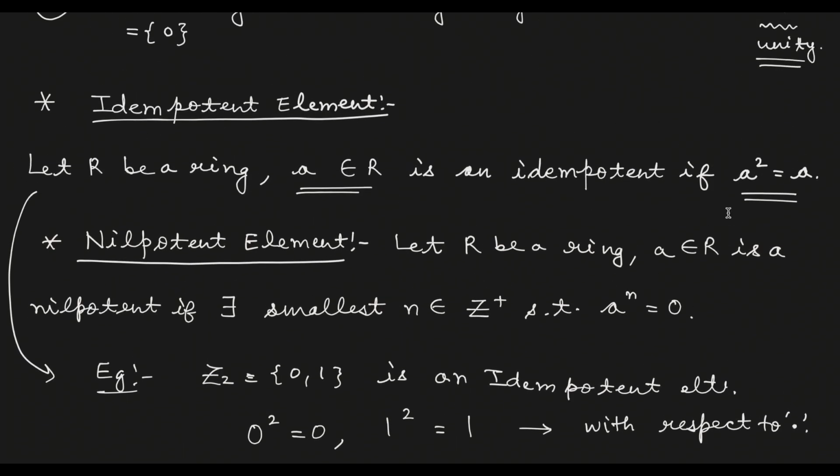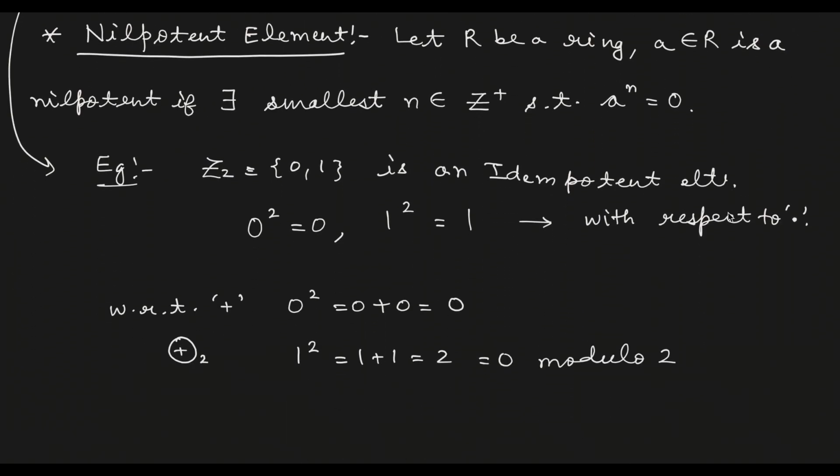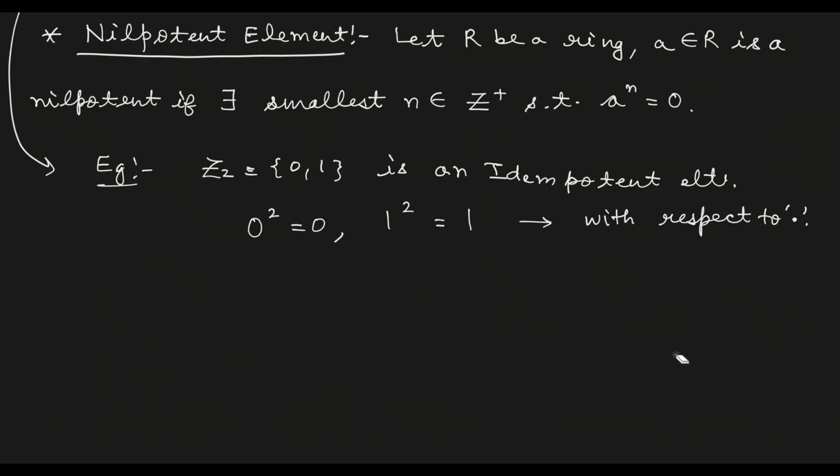With respect to addition it will not be idempotent, because 1 comes and then 0 comes. Yes, with respect to multiplication it will be. So a ring which contains idempotent elements is known as a Boolean ring.